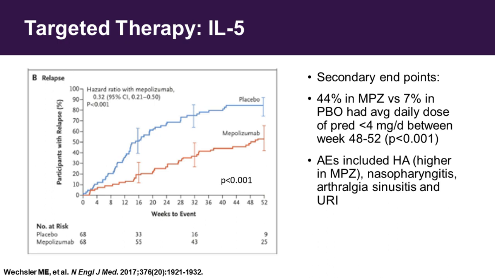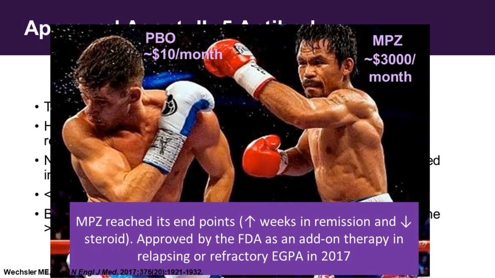It also met its secondary endpoints. 44% in the mepolizumab group versus 7% in the placebo group had an average daily dose of prednisone less than 4 milligrams a day at the end of the trial. That's pretty low. Like I mentioned, it's really hard to get these patients down off of steroids. Adverse events were pretty much similar across both groups, except there were more headaches in the mepolizumab group.